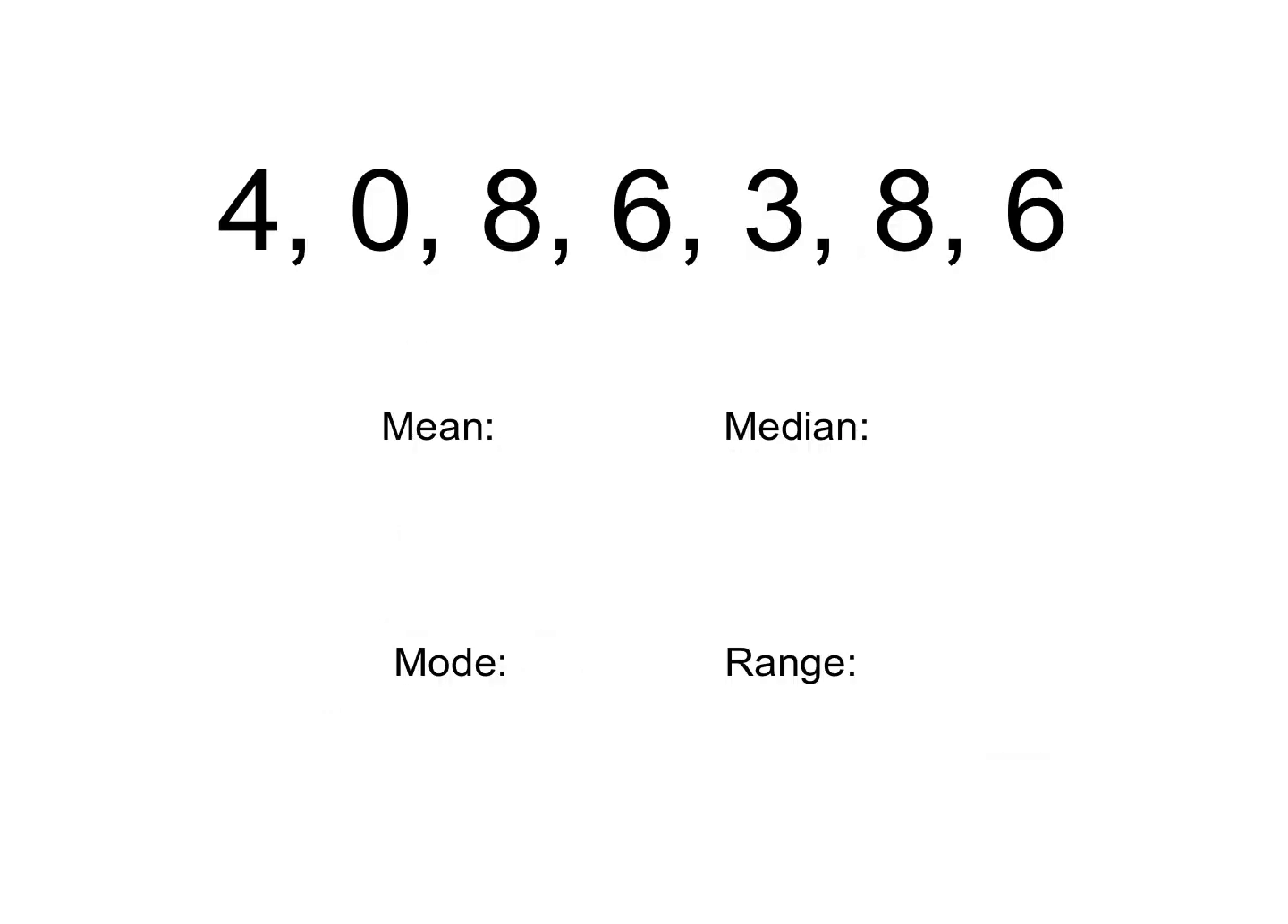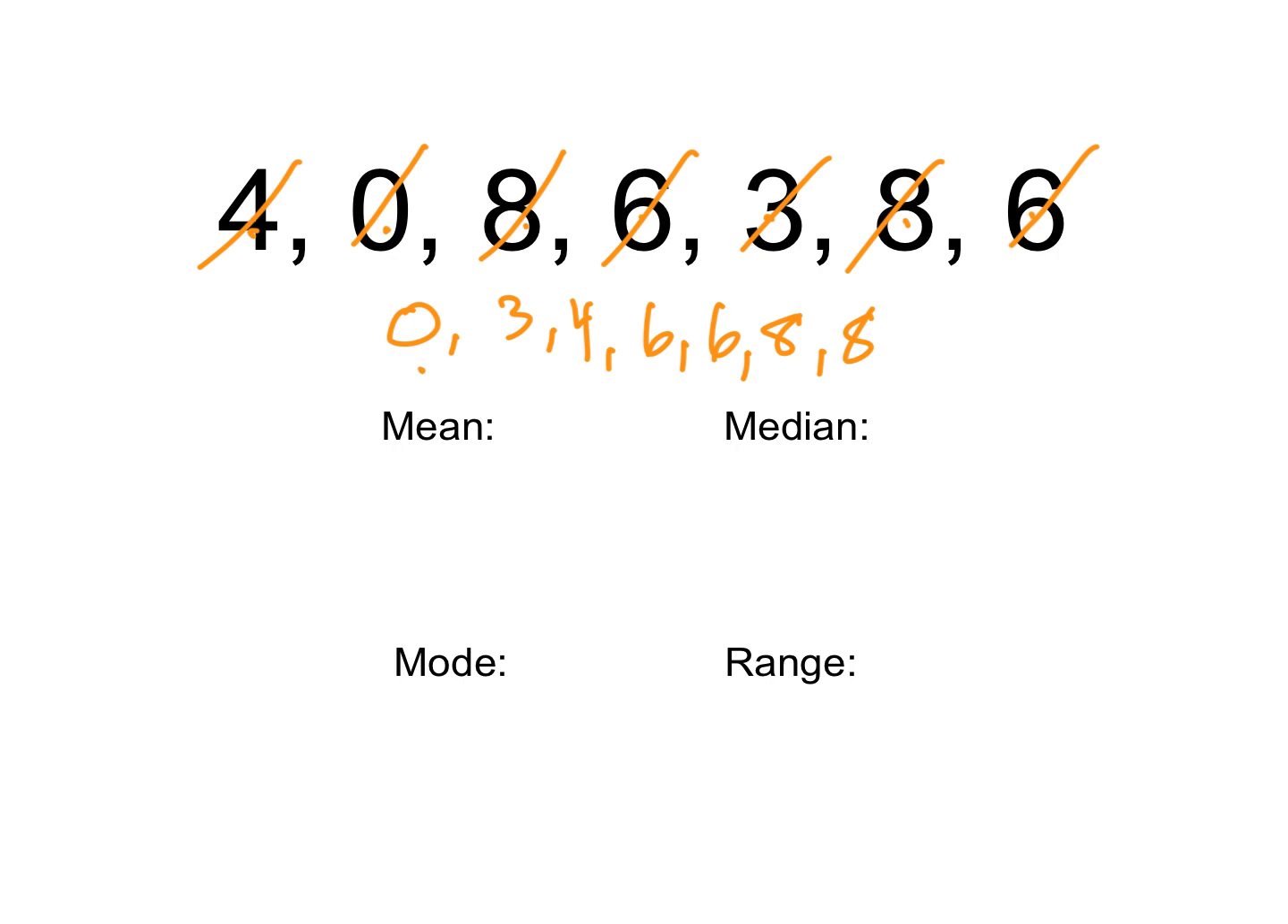If these were my numbers, the very first thing I want to do is put them in order from smallest to largest. I, again, like to cross them out as I go. 0, 3, 4, 6, another 6, 8, and another 8. Okay, now I like to count 1, 2, 3, 4, 5, 6, 7, and 1, 2, 3, 4, 5, 6, 7, just to make sure that I have them all.